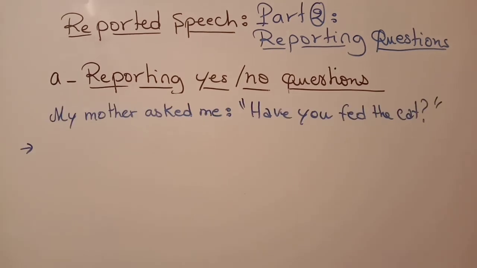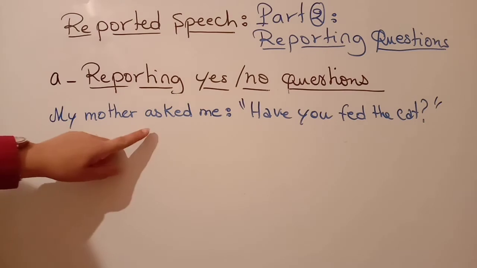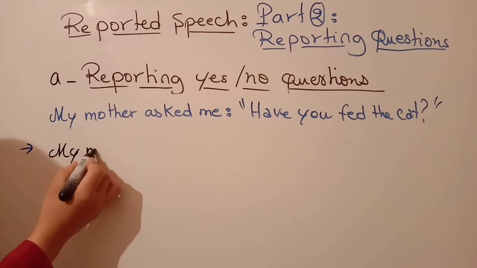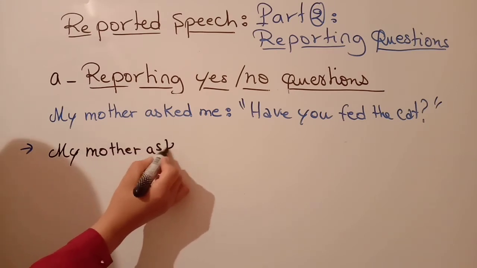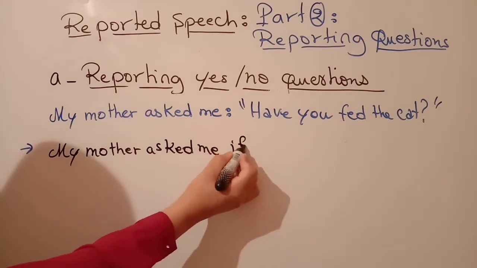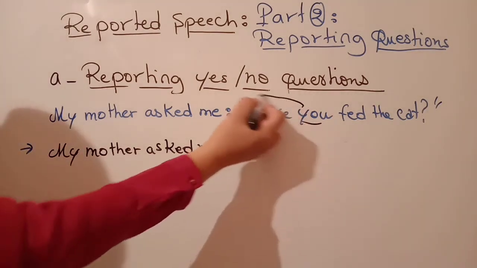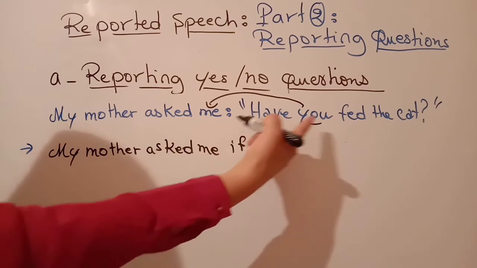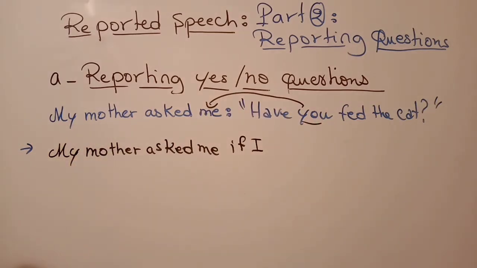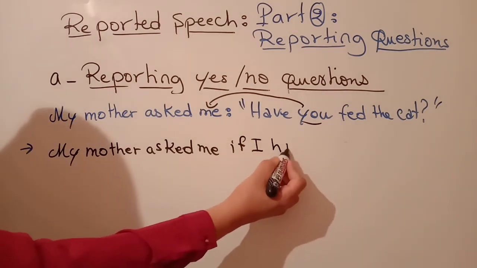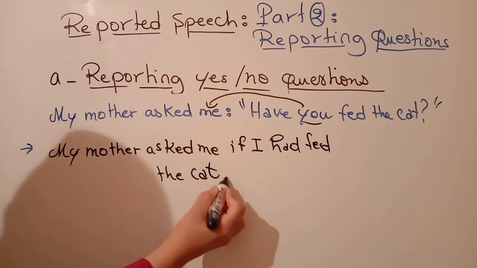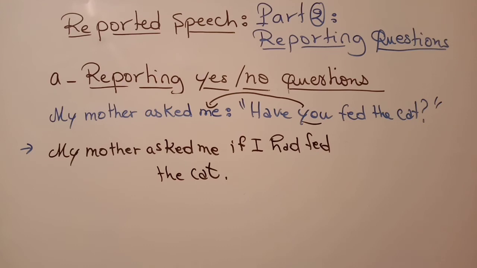Good. Now, my mother asked me, "Have you fed the cat?" So my mother asked me if or whether. You refers to me, so "me" becomes "I". "Have fed" is present perfect, so it becomes past perfect: if I had fed the cat. So my mother asked me if I had fed the cat.